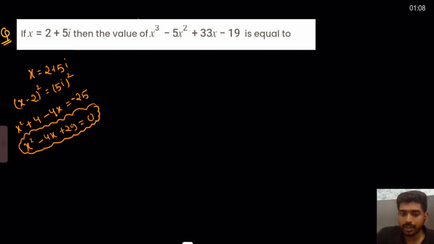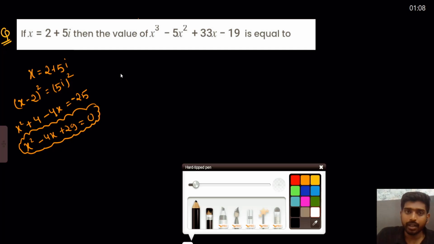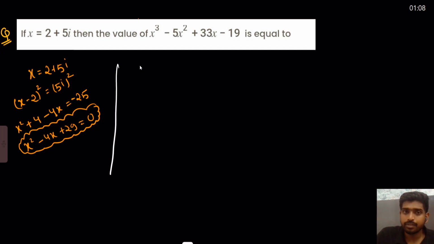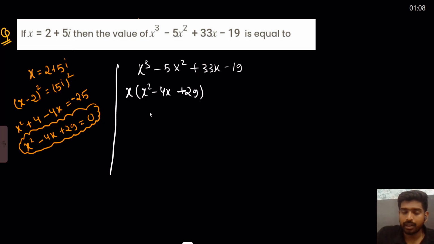Now I'll try to simplify this cubic expression. I'll write the cubic expression again: x cube minus 5x square plus 33x minus 19. Got it? Now first we'll try to make this x cube. Tell me how much should I multiply in this to get this x cube? I have to multiply with x in this quadratic expression, x square minus 4x plus 29. Now we got x cube.